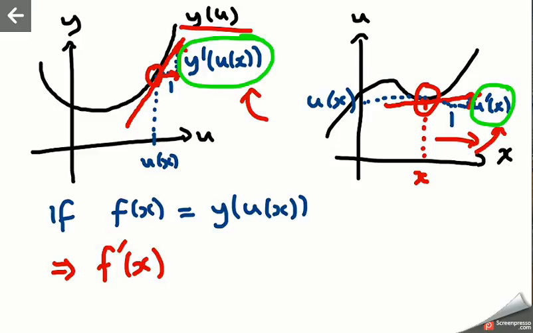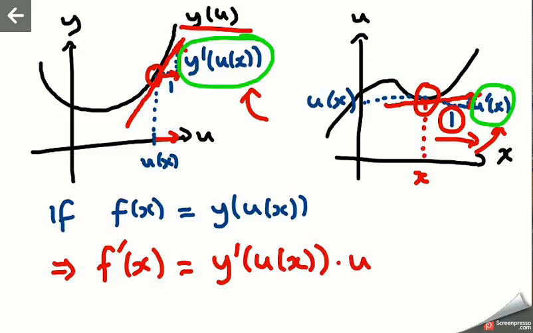Because as x increases by 1 unit, u of x increases by u prime of x. And therefore, at this moment, as u of x increases by u prime of x, then y increases by y prime of u of x times u prime of x. So f prime of x is equal to y prime of u of x times u prime of x.